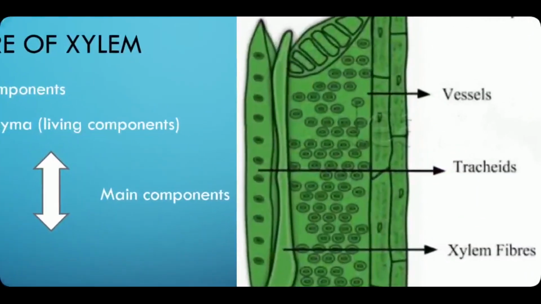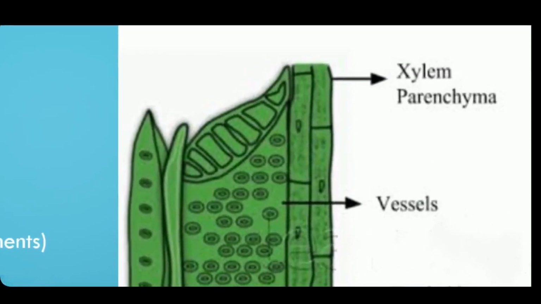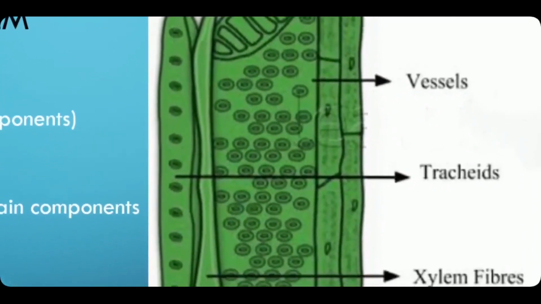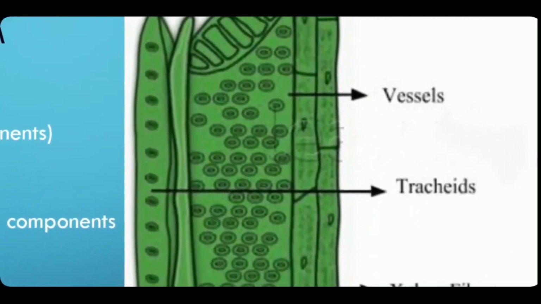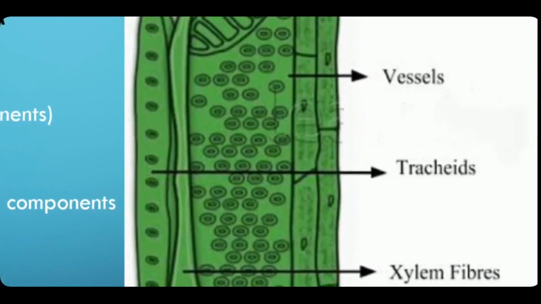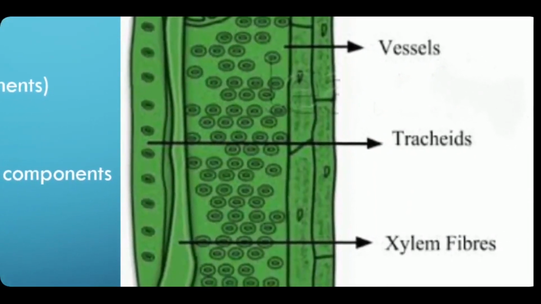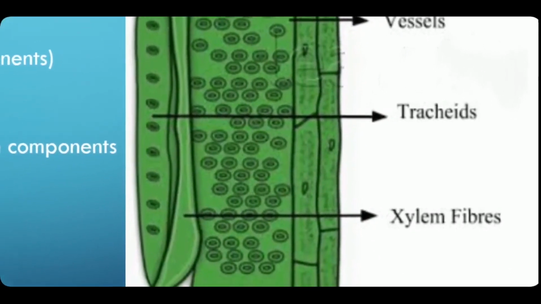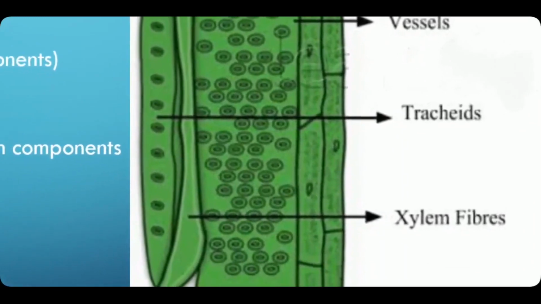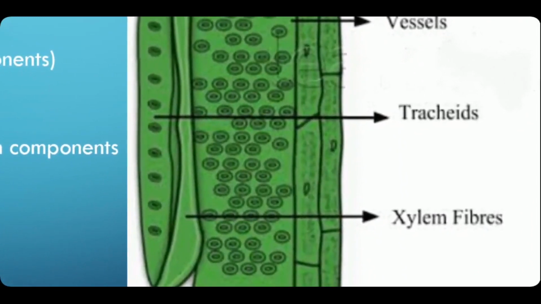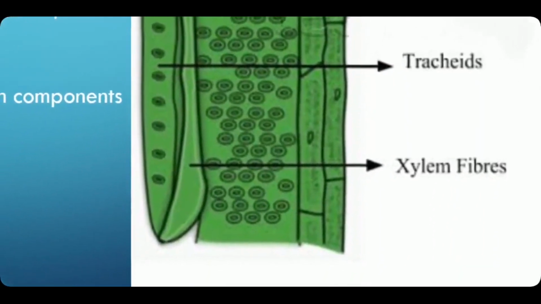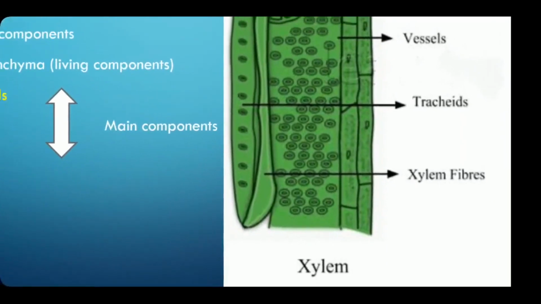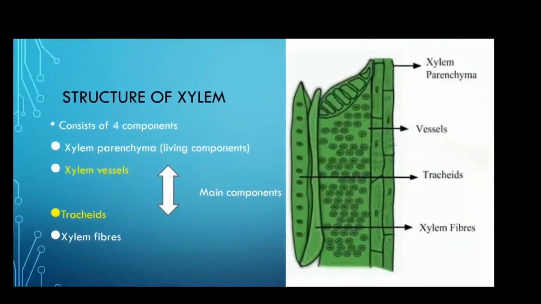Let us see this picture of xylem tissue. This is xylem parenchyma on the outer side, and then you can see xylem vessels and tracheids. These vessels and tracheids have rounded or spherical structures, which are actually pits. Pits are hollow cavities by which water passes from one pit to another, that is, from one cell to another. And the last one is xylem fibers, which give strength to the xylem tissue. So this is the structure of xylem.